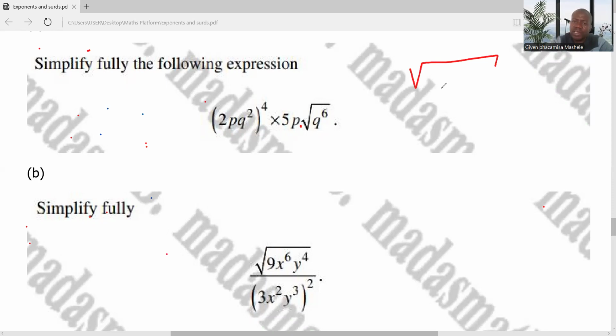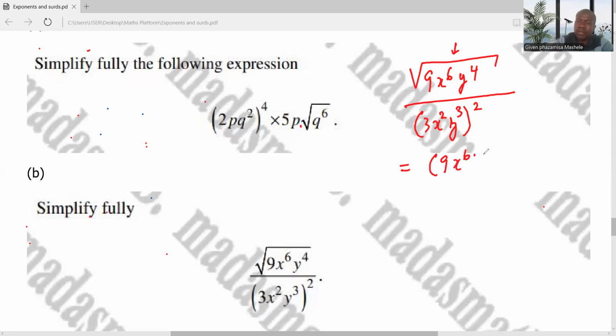So it's 9x to the power of 6, y to the power of 4, everything divided by 3x squared y cubed to the power of 2. We can do this in multiple ways. First of all, we can get rid of the radical sign because it's just a root, it's everything inside to the power of half. So this will be 9x to the power of 6, y to the power of 4, everything to the power of half.